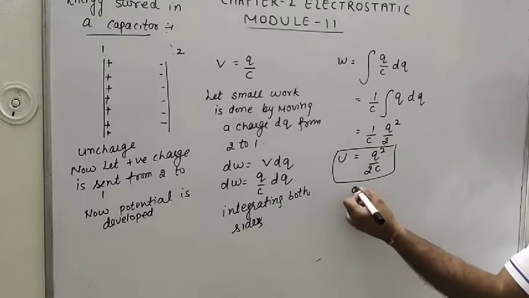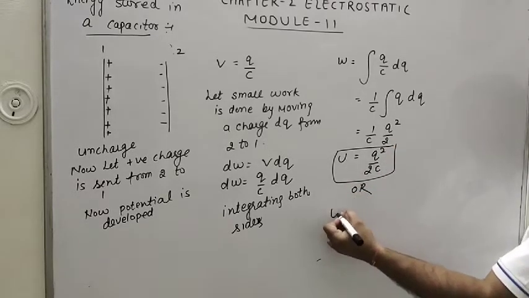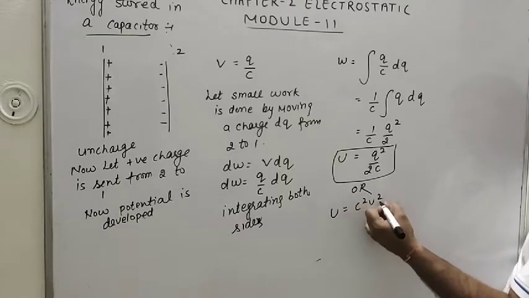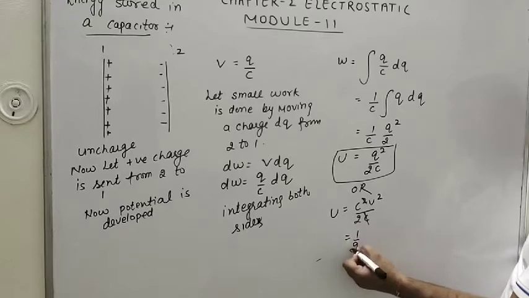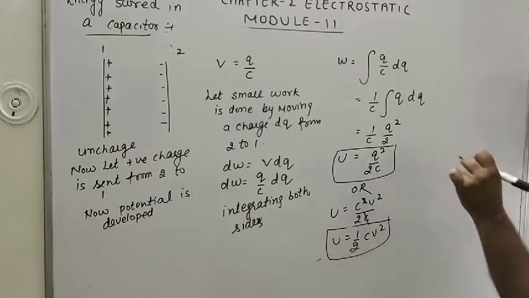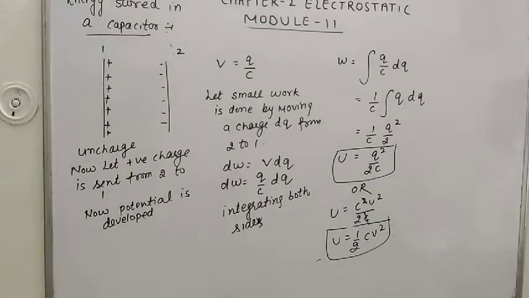Or you can say U is equal to, we know Q is equal to CV. So C square V square upon 2C. One C is cancelled and that is half CV square. So both of these are the formulas of energy stored in a capacitor.